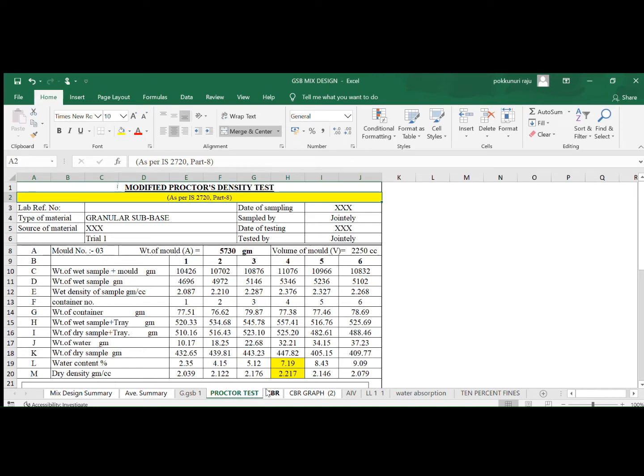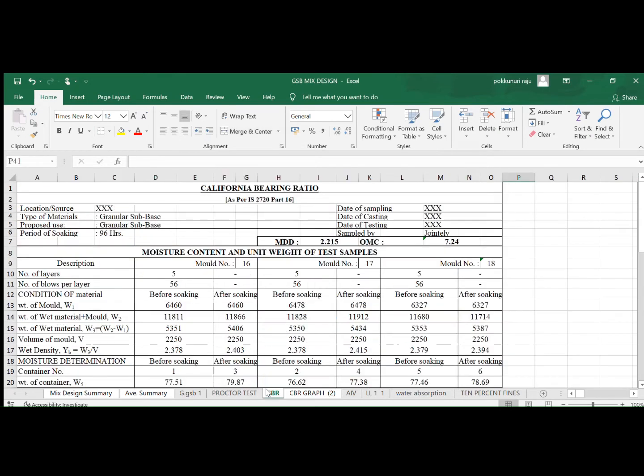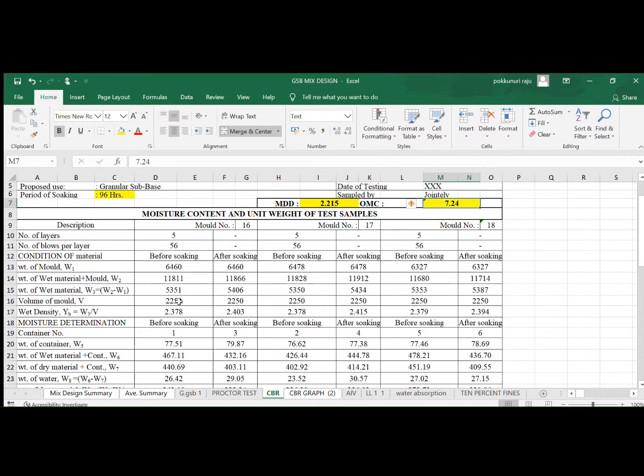Once the Proctor test is done, you can check the CBR of the granular sub base materials after 96 hours of soaking, as shown. The MDD for the soil which has been compacted is 2.215, and the moisture content at which the mold is being compacted is 7.214. In this case, 3 molds, mold number 16, mold number 17, and mold number 18, are being used. Each mold is filled with 5 layers, and the number of blows is 56.